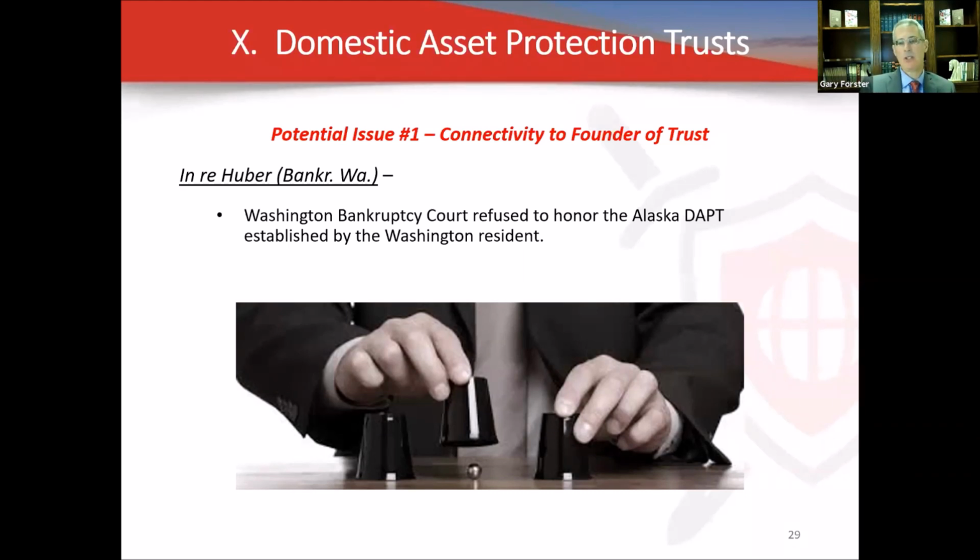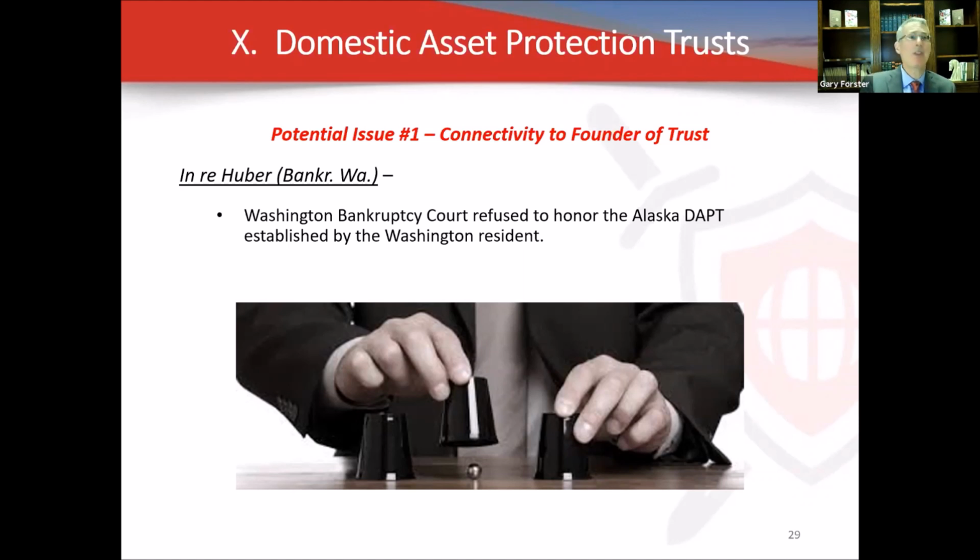The bankruptcy court, which has a lot of leeway, said, you know what, we don't have a connection to the trust jurisdiction. So what we're going to do for public policy purposes, which is kind of hilarious, but this is the way that whole line of cases has gone to bankruptcy, we're not going to allow it.